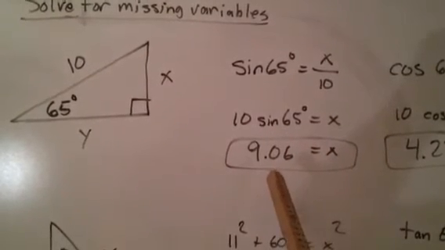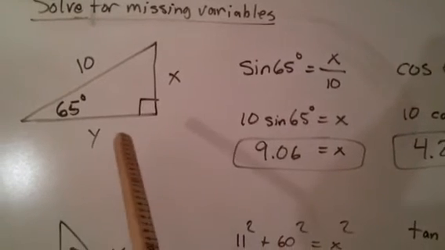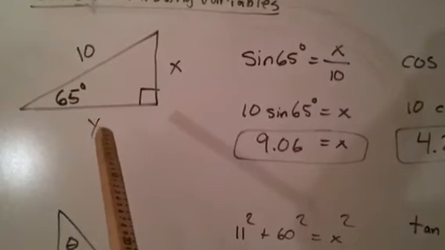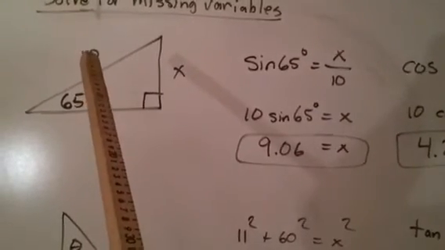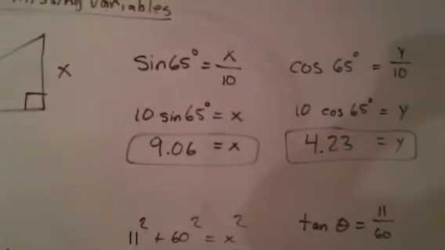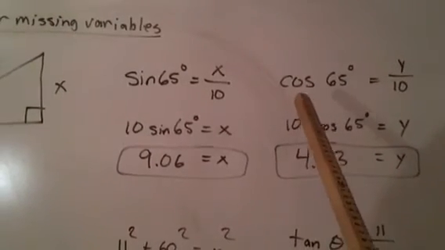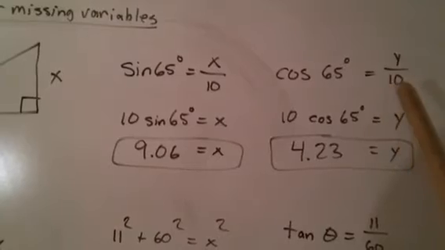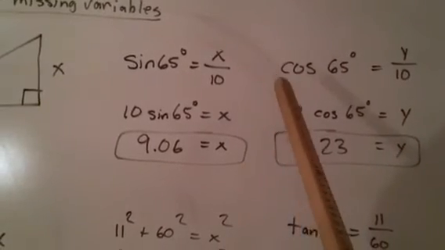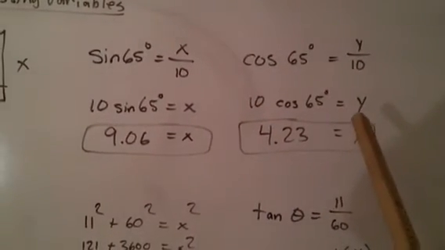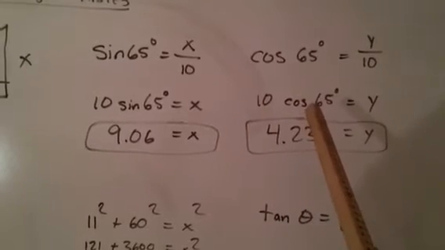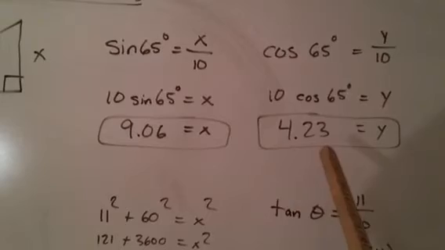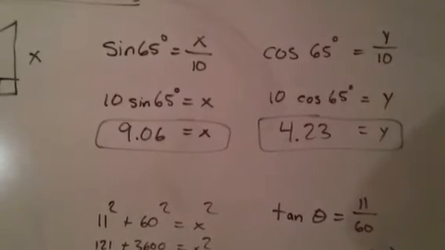It gives you 9.06. To find y, using this angle, y is the adjacent side, 10 is the hypotenuse, that uses cosine. The cosine of 65 degrees is adjacent over hypotenuse. If I multiply both sides by 10, I get y by itself. 10 times cosine 65, again in degree mode, your calculator will give you 4.23.